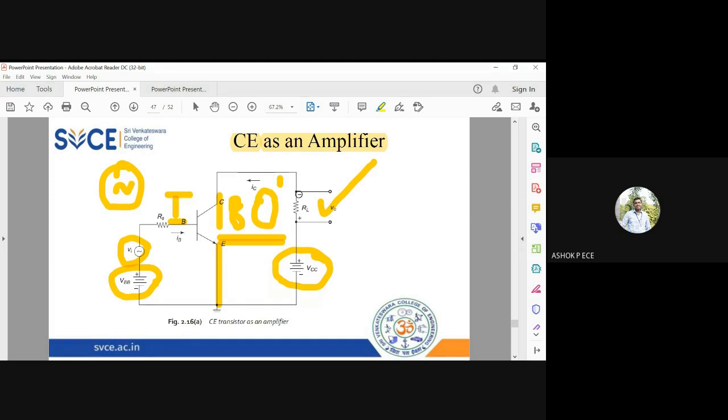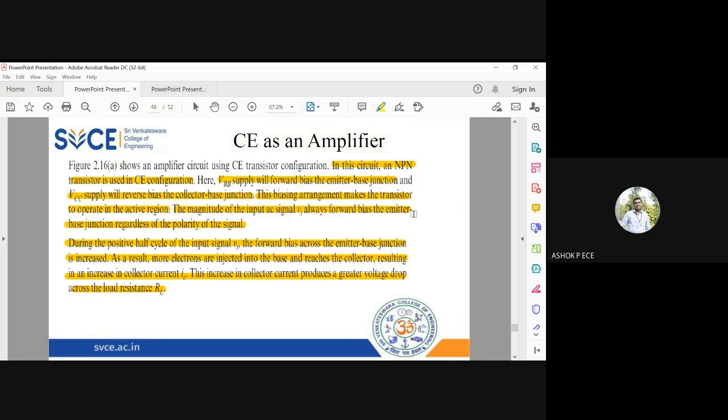So if you mark the polarity like this, then V naught will have positive here and negative here. So actually it is minus V naught that we are measuring. That is the reason why we say we have 180-degree phase shift between input and output of the transistor. That is the only drawback we have in the common emitter configuration.